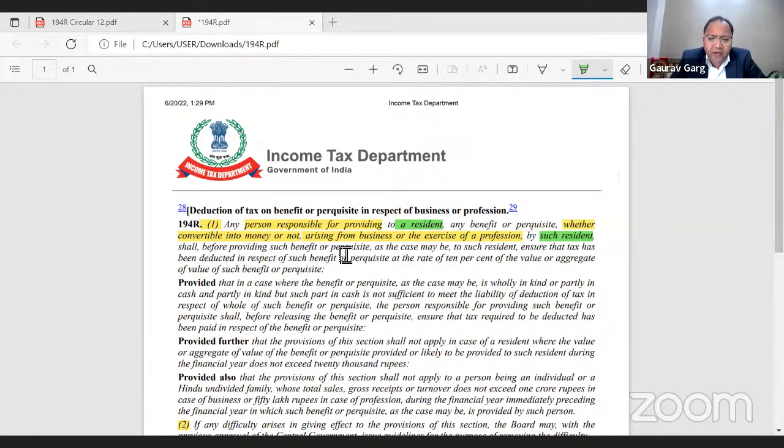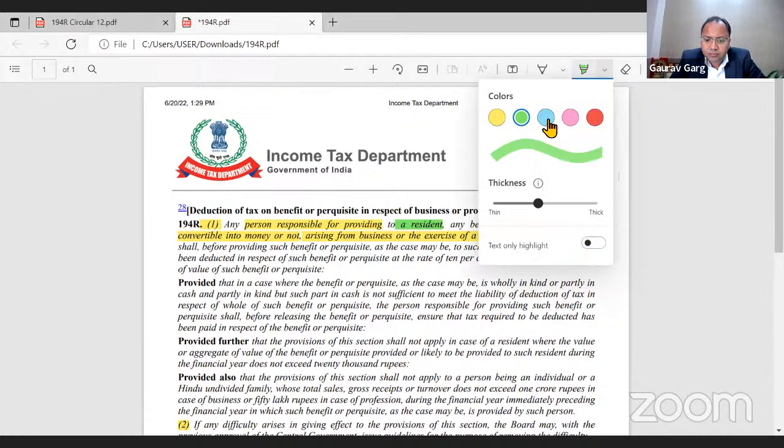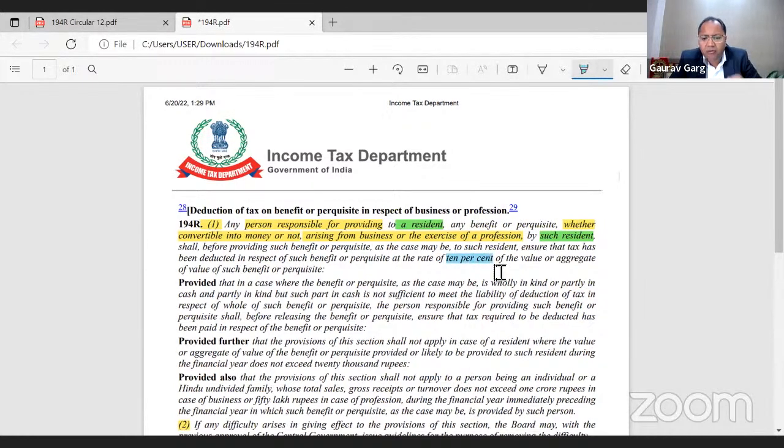Then it says, before providing such benefit or perquisite to such resident, ensure that tax has been deducted in respect of such benefit or perquisite at the rate of 10%. So the rate of TDS mentioned is 10% of the value or aggregate value, and the threshold which has been mentioned is 20,000. If we read the second proviso to subsection 1, it says, provided further that the provision of this section shall not apply in a case of a resident where the value or aggregate of the value of the benefits or perquisites provided or likely to be provided to such resident during the financial year does not exceed 20,000 rupees. So till the value of the perquisite or benefit in aggregate does not exceed 20,000, one is not required to deduct TDS.